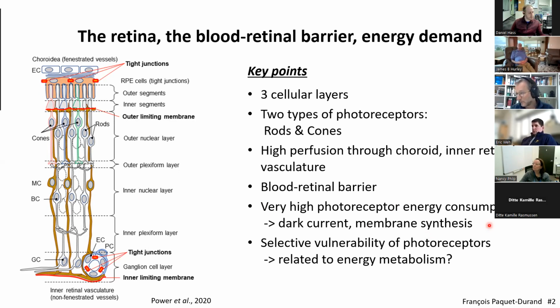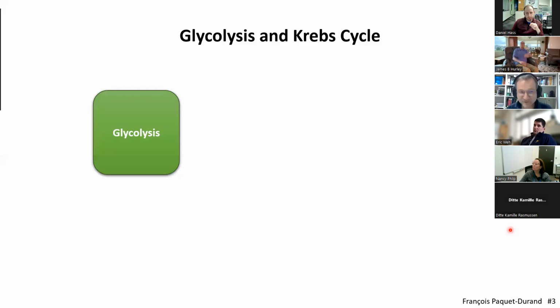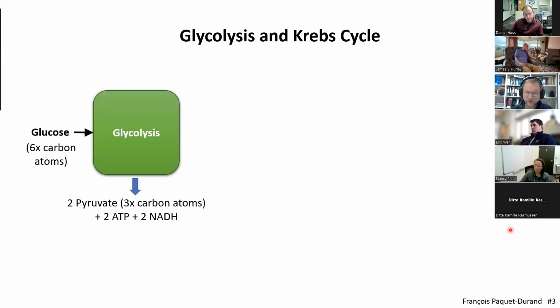And then, of course, one of the questions that I'm particularly interested in is we have a selective vulnerability of photoreceptors in many retinal diseases, and could this be related to energy metabolism? So another little recap, the main textbook biochemical pathways that most of you, I'm sure, have heard about, the glycolysis and the Krebs cycle. So in glycolysis, we have glucose going in. It's a 6-carbon atom molecule, and it's split into 2 pyruvate molecules, which each have 3 carbon atoms. And that liberates 2 ATP molecules and 2 NADH molecules per glucose.